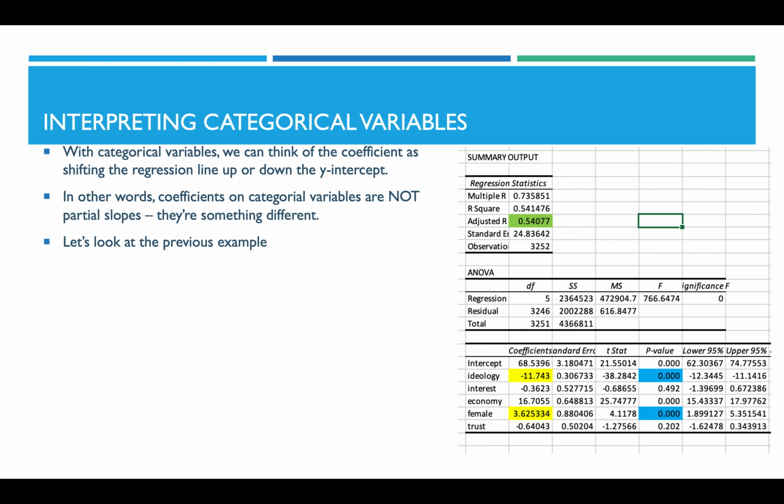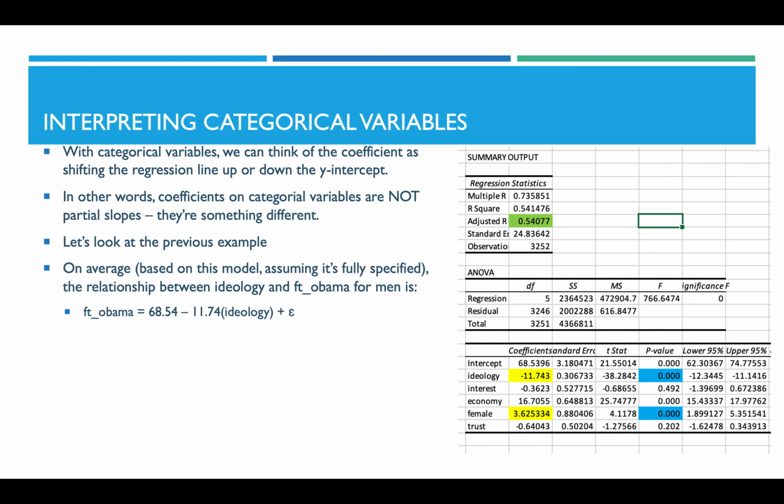They're something different. So let's look again at our previous example. And we would say that on average, again, assuming that the model is fully specified, that we're holding all other variables constant, the relationship between ideology and the feelings thermometer measure for male respondents is the same one that we looked at on the previous screen.